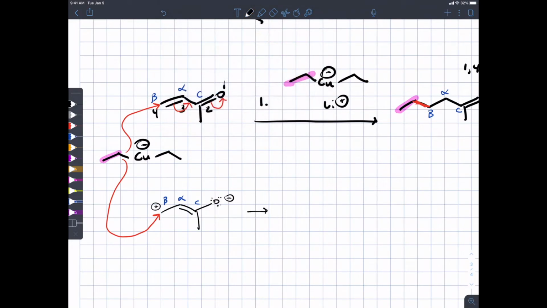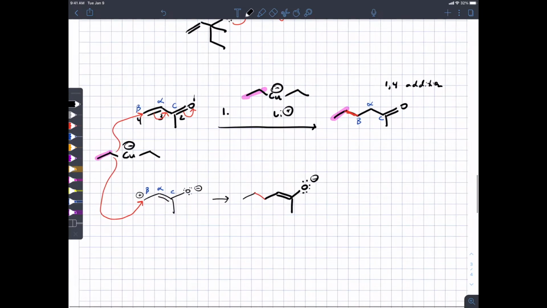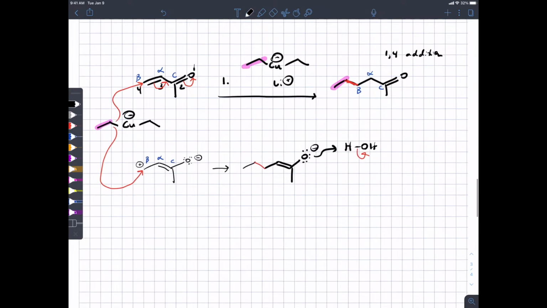All right? So the intermediate that we have has our new alkyl group attached to the beta carbon. There's now a double bond between alpha and carbonyl carbons, and we've got a negatively charged oxygen. And then this negatively charged oxygen in aqueous workup gets protonated by water. And that gives you this alcohol. Just to keep track of things, here is the alkyl group we added to the beta carbon, and here is the new bond that we made.